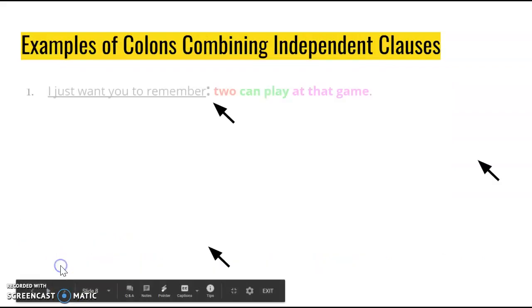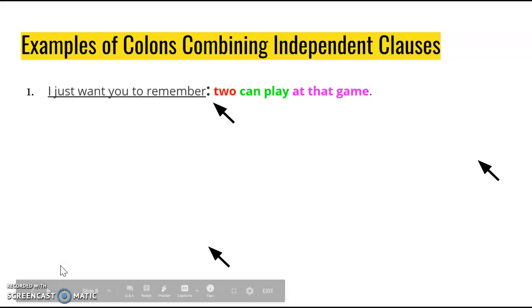Here are some examples. I just want you to remember: two can play at that game. So notice, I just want you to remember is an independent clause, but the reader might ask, what do you want me to remember? So the second independent clause helps clarify that. Two can play at that game. And it's still an independent clause because we have our subject, two, verb, can play, and at that game completing the independent clause.